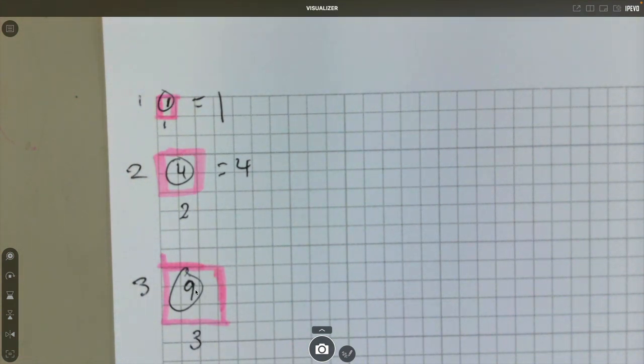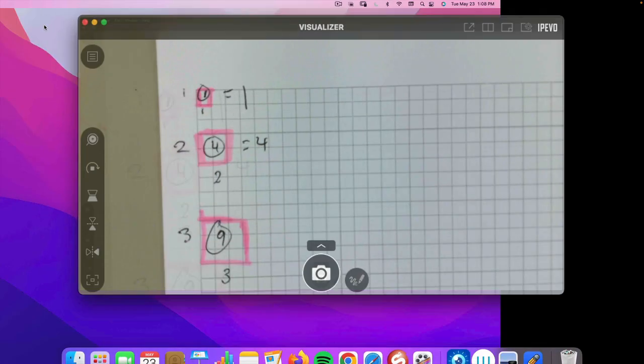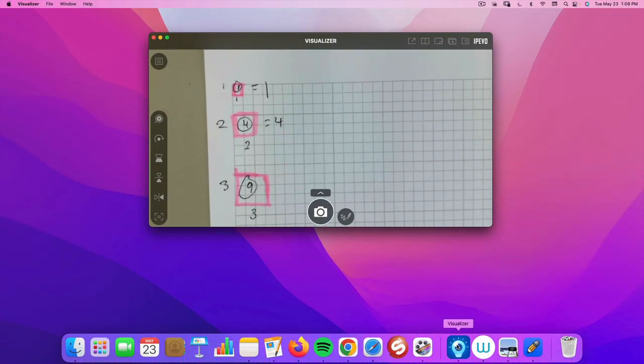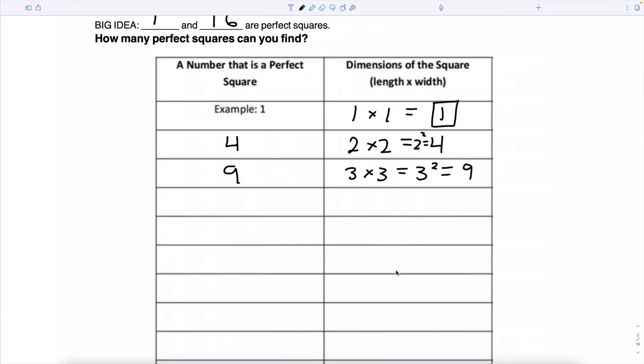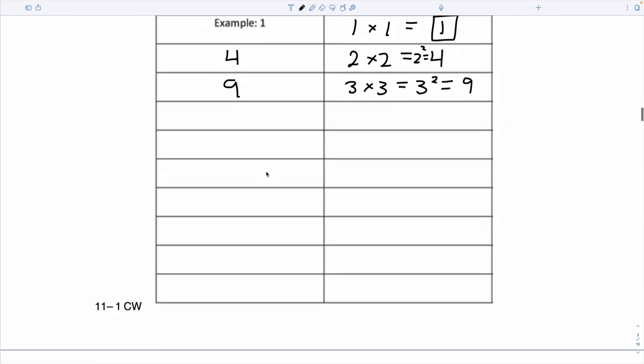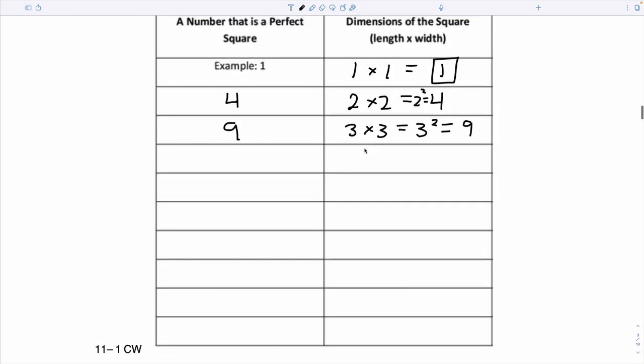Shade in the perfect square or identify it and then fill out the box right now. I'll give you about 2 minutes to work with your partner and compare. See how large of number you can get with the perfect squares. I did 1, 2, then 3. The next step you might try is 4. What is the perfect square with side lengths of 4?